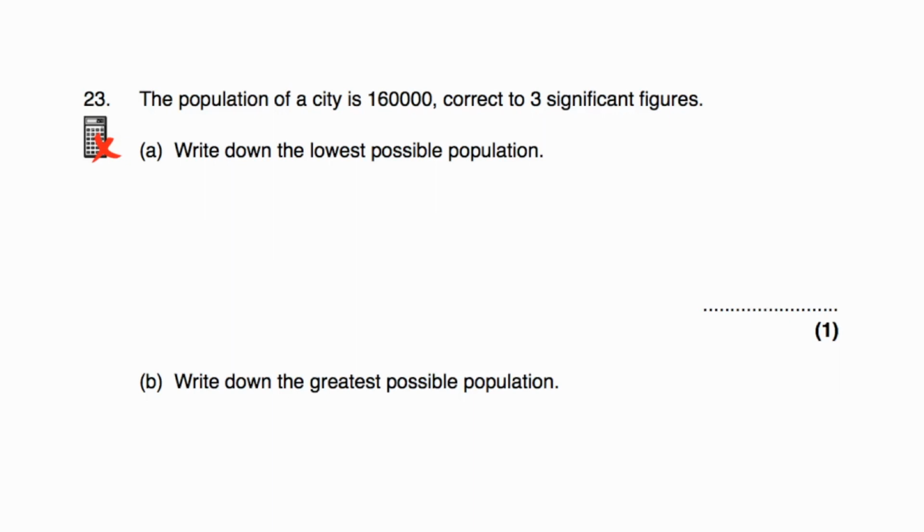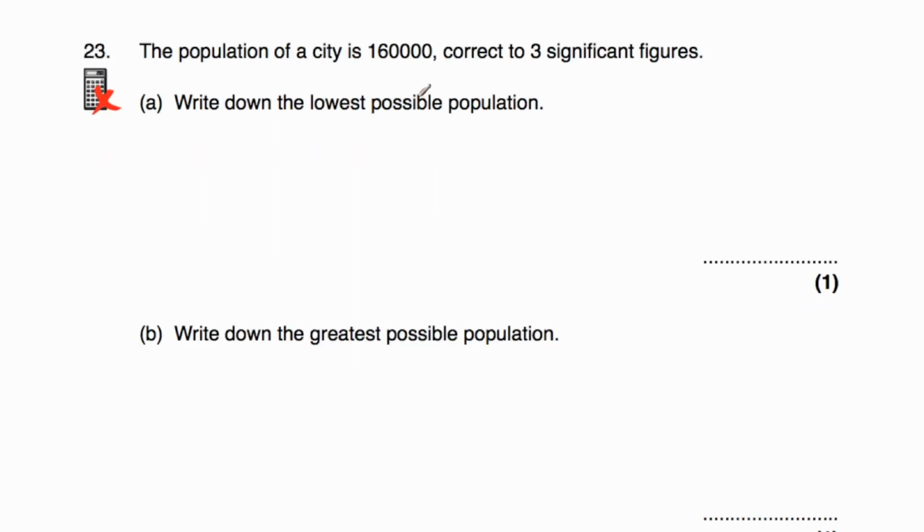Question number 23 says the population of a city is 160,000 to three significant figures. So we know that this number rounded to three significant figures is 160,000. That means that the 1, the 6 and the 0 are significant. And we've been asked to write down the lowest possible population for the city. So in other words, what's the lowest possible number that when we round it to three significant figures would round up to 160,000.